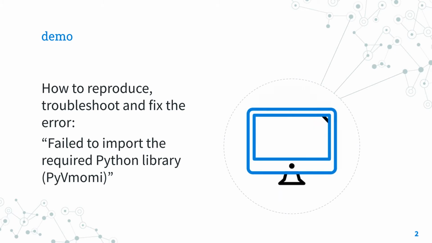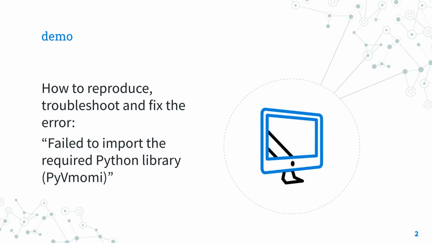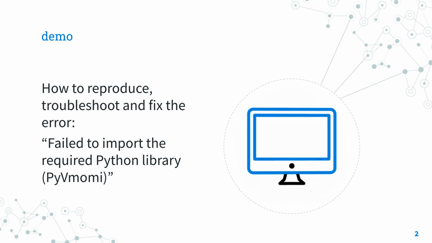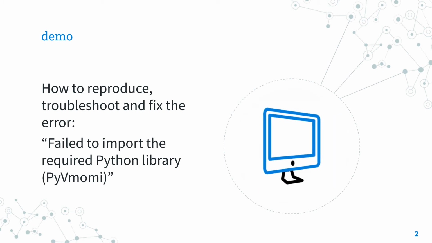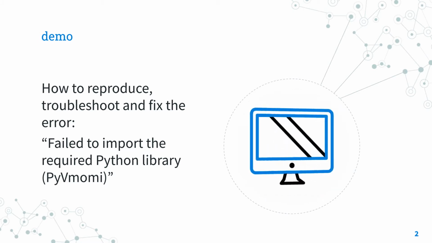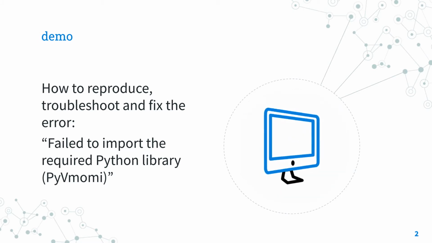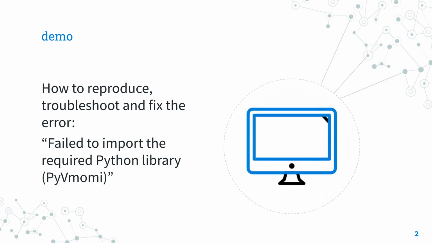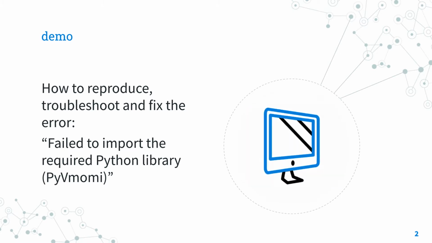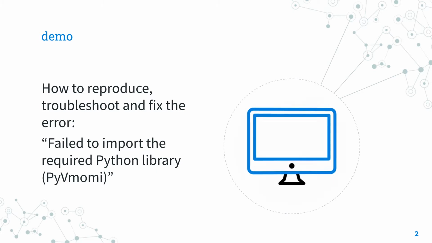Demo time. The best way of talking about Ansible troubleshooting is to jump into a live demo to show you, practically, the failure to import the required Python library PyVmomi and how to solve it. In this demo, I'm going to show you how to reproduce the error and fix it using pip, the Python package manager, on a demo machine. Are you excited? Let's move on.